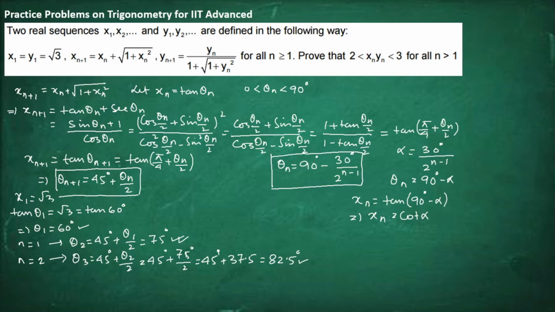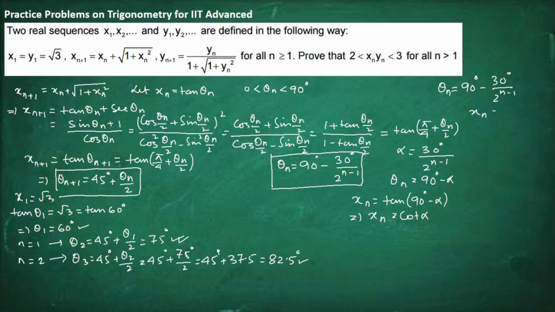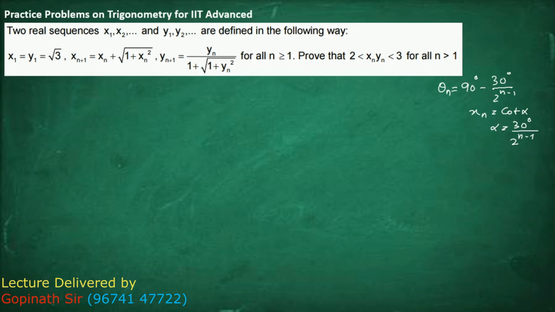Absolutely. So we have derived two relations. I'm just writing it here. That theta n is 90 degrees minus 30 degrees by 2 to the power n minus 1, because the rest portion I will rub it. This is the first relation that we got. And we got xn is nothing but cot alpha, right? Where alpha is 30 degrees by 2 to the power n minus 1. Is it clear? Now let me just rub the rest portion so that we can get space. Now let us see the second series which is given to us.